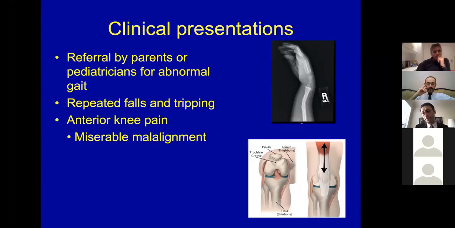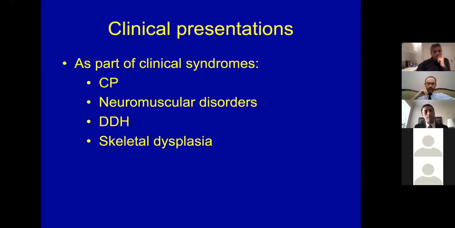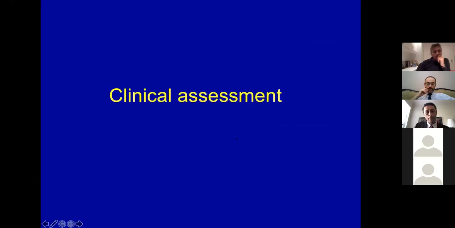Another group presents with more complex presentations, such as skeletal dysplasias, DDH, cerebral palsy, or spina bifida. These less common presentations have rotational problems as part of more complex deformities of the lower extremity or the entire child, as part of a clinical syndrome, CP, neuromuscular disorders, DDH, or skeletal dysplasias. The clinical assessment is very important to differentiate the source of the deformity: whether it comes from the femur, the tibia, both, or the feet. We will go over this in the following slides.